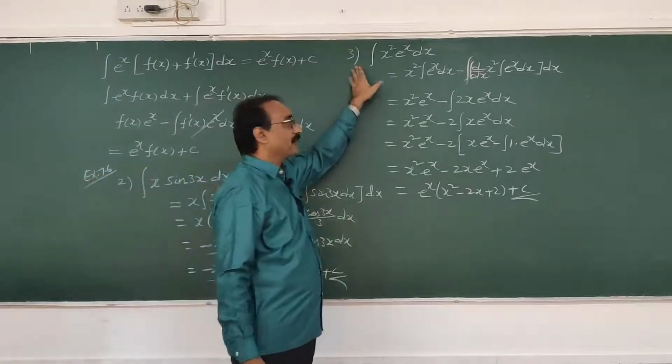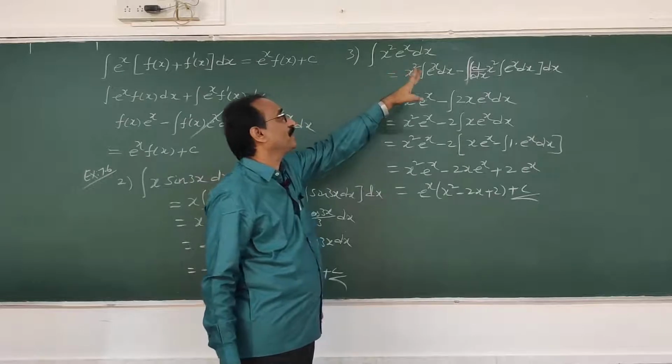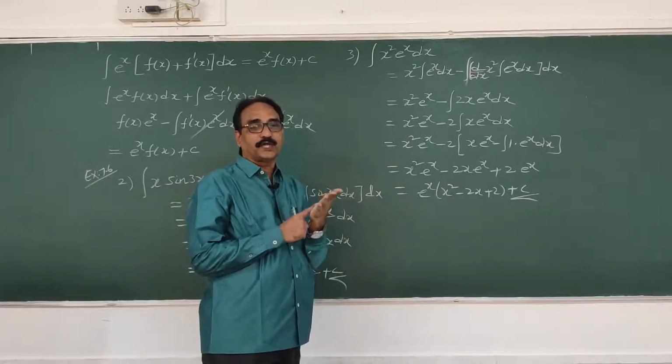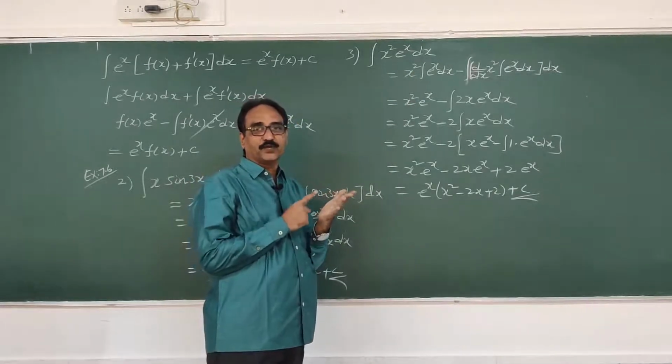Now the third problem: integral x square into e power x dx. Again I told you the derivative of x square is 2x, and again the derivative of 2x is 2.